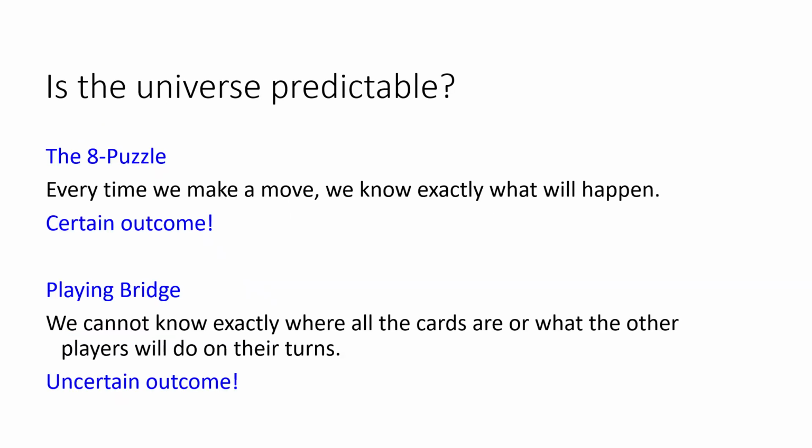The next problem characteristic is predictability of the problem universe. That indicates whether the outcome of an action is certain or uncertain. For example, in the 8 puzzle problem, every time we make a move, we know exactly what will happen. So the outcome is certain. But if we consider playing bridge, we cannot know exactly what all the cards are or what the other players will do on their turn. So that is an uncertain outcome.